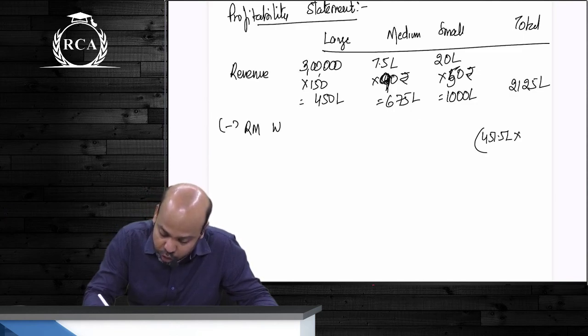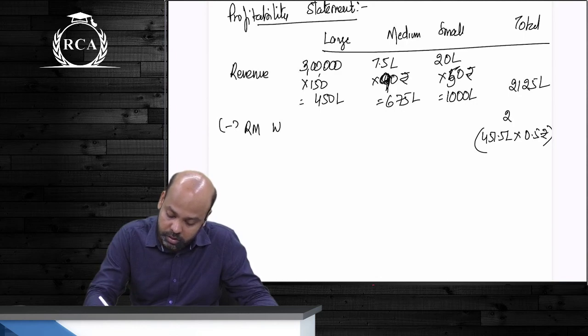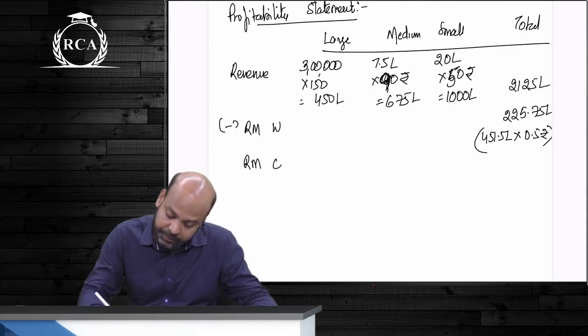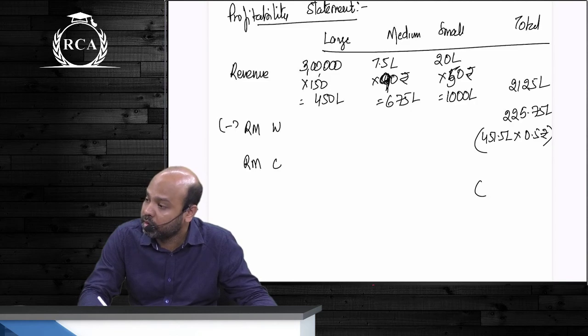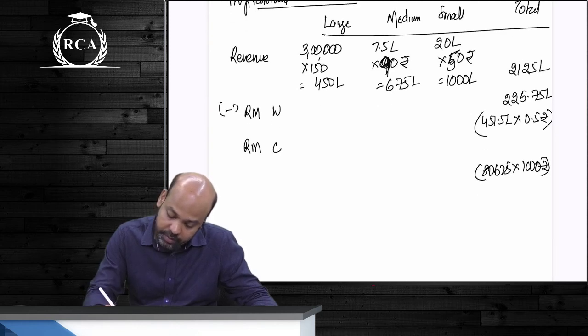451.5 lakhs into cost per liter 0.5 rupees. How much will that become? 225 point. Raw material next, what is it, beta? C. Total requirement into how much rupees per liter? 1000. Tell me the amount in lakhs.